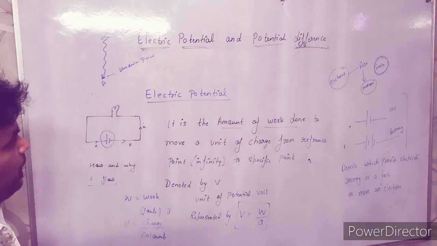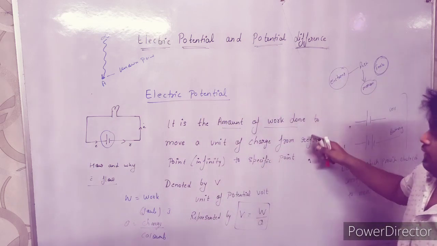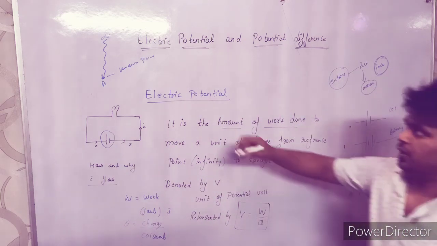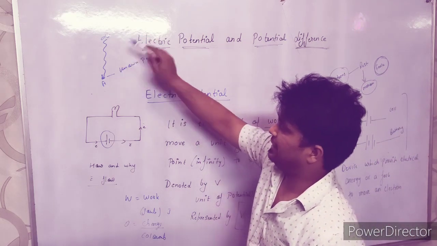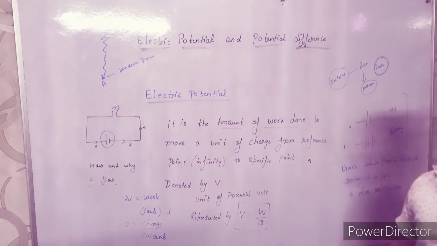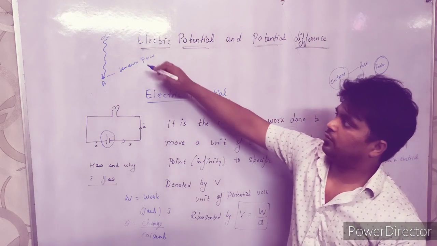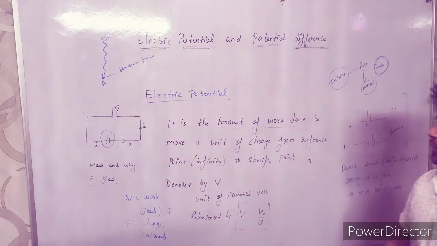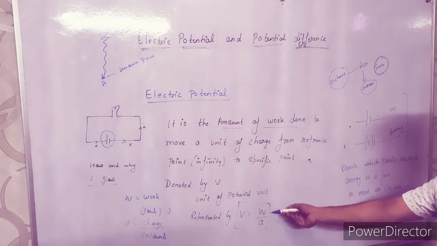Now again we repeat it. What is electric potential? It is the amount of work done to move a unit charge from a reference point to a specific point. For example, we move this charge from this position to this position. This is the electric potential, the amount of energy required to move a charge from this point to this. It is denoted by V. The formula is V equals W by Q.